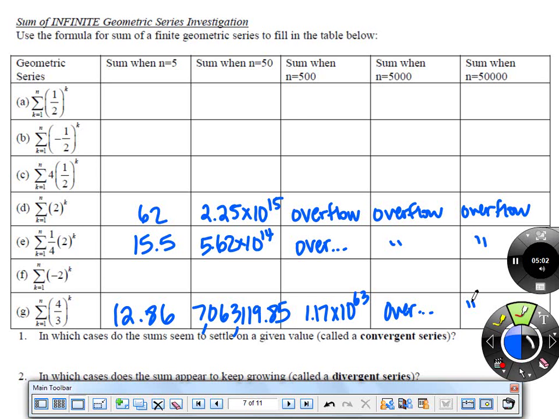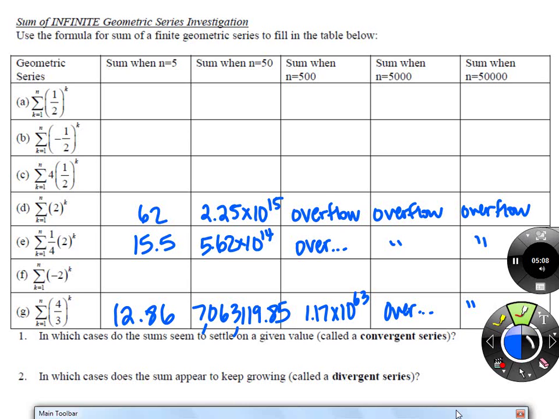You looked at a bunch of different geometric series, okay? We would say that some of these series converged and some of them diverged, okay? So to converge means to settle on a given value. To diverge means to continue to keep growing, okay? So which series up here would you say are convergent series? Okay, they settled to one specific value. Bishop?